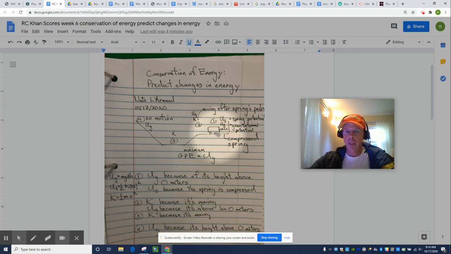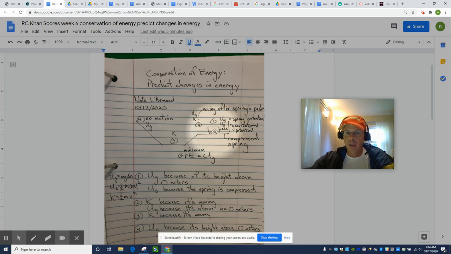So you check on each position and then you say, yes, it has kinetic energy, or no, it doesn't have kinetic energy. Yes, it has spring potential energy, or no, it does not. Yes, it has gravitational potential energy, or no, it does not. So you're checking boxes next to three types of energy.